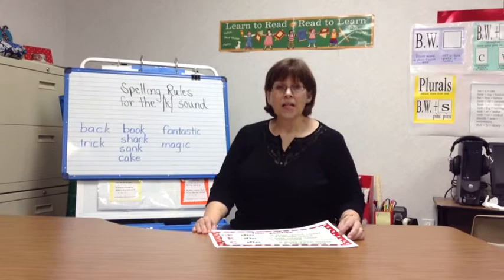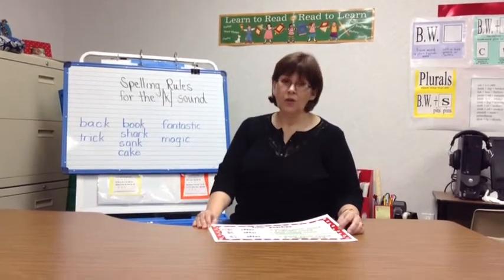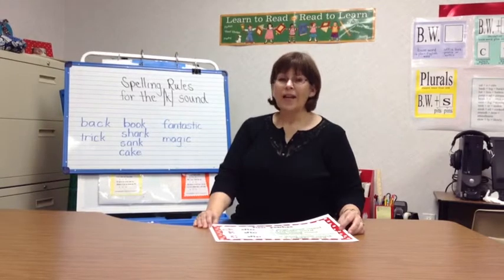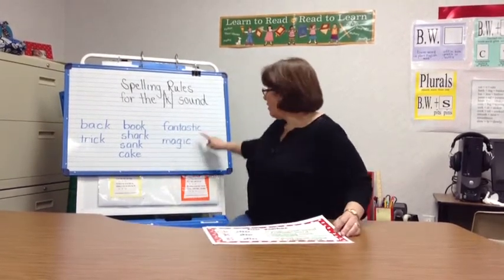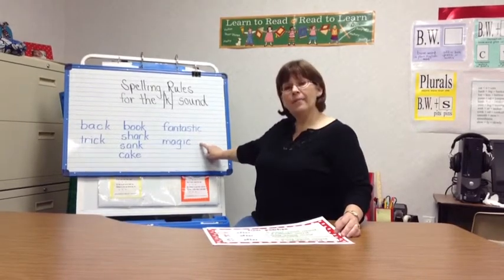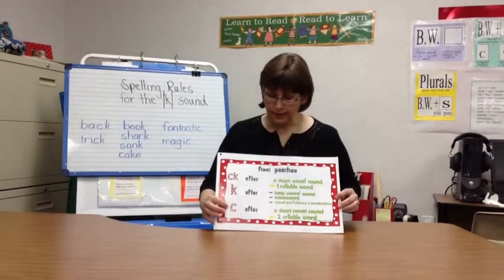When you have the k sound at the end of a two-syllable word, and it follows a short vowel, instead of a K, you're going to use a C. And some examples of that are fantastic and magic. And that rule looks like this.